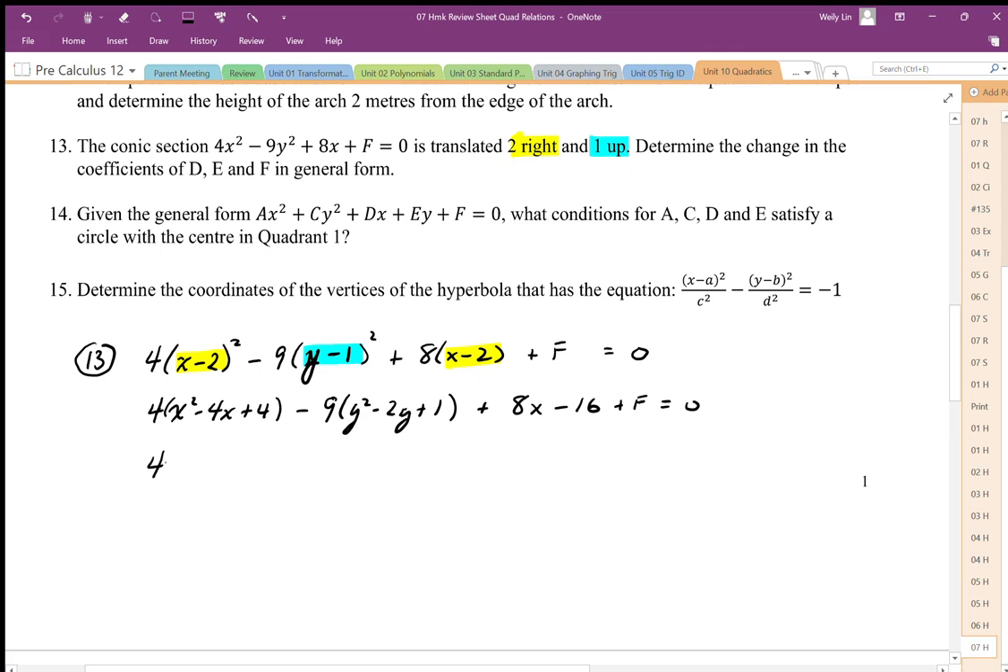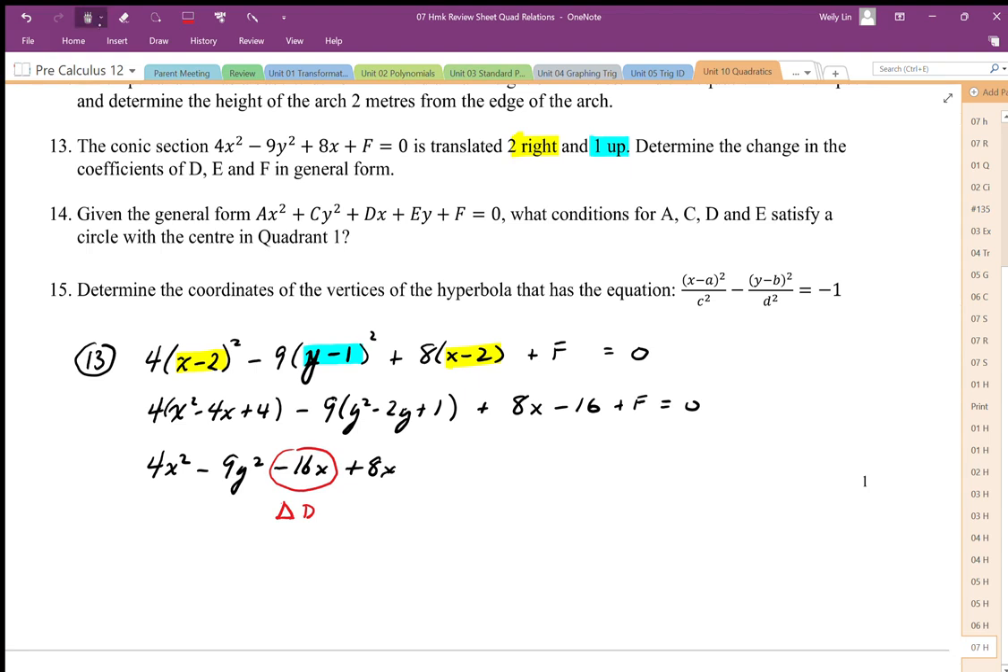So we end up with 4x squared minus 9y squared. I end up with negative 16x plus 8x. So there's my original 8x. And the change then, I'll just circle this, is going to be my change in the coefficient on x, or the change in d. Okay, so that's how much d has changed.